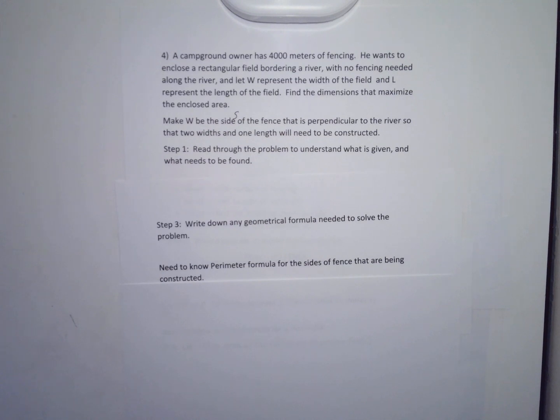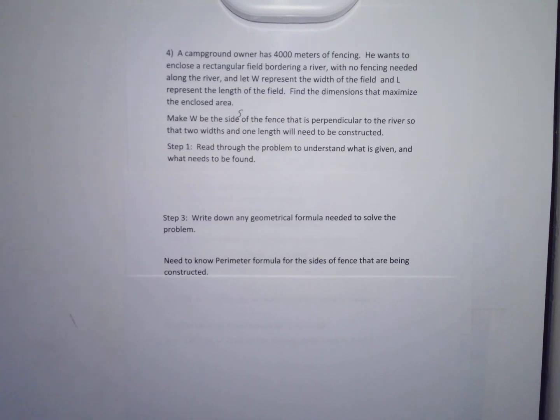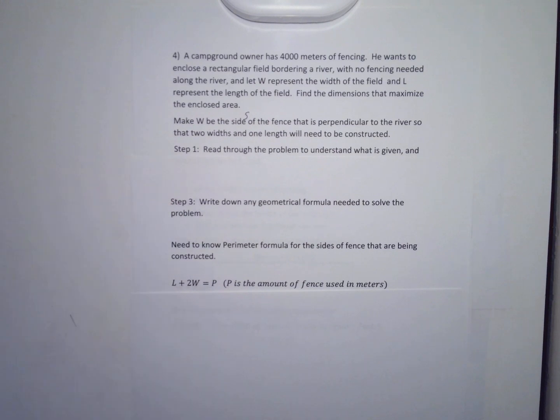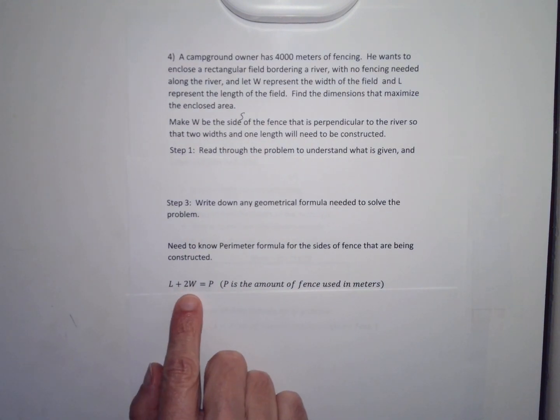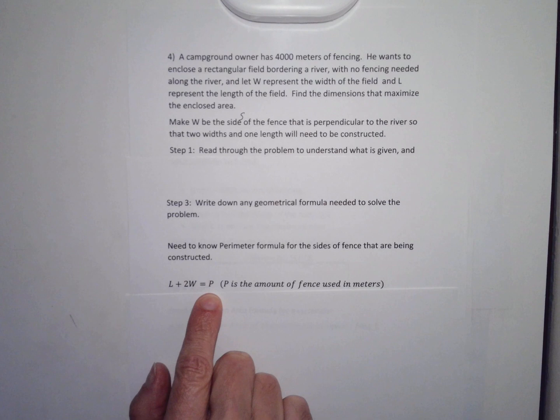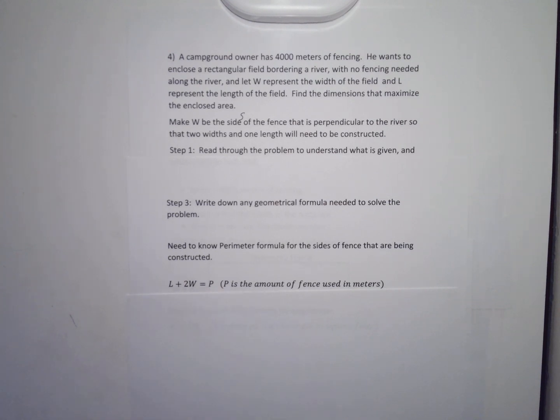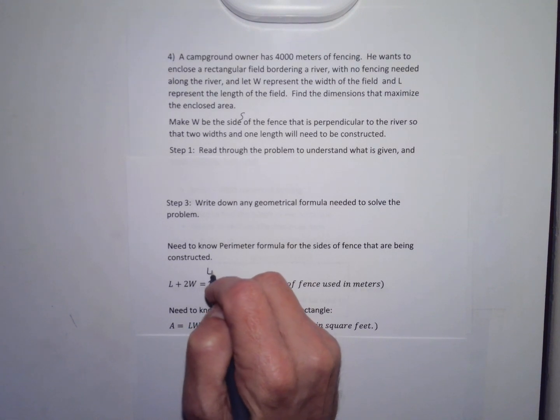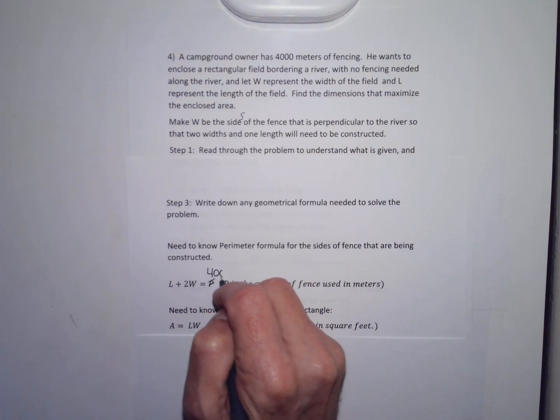Well, I need to know a perimeter formula for the 3 sides of fencing that are being constructed. And very specifically, to get perimeter, you just add up the sides. I'm making 1 length plus 2 widths, and that needs to add up to the perimeter, or the amount of fence that I'm using. I also need to know a generic area formula for a rectangle, and for any rectangle, area is length times width.